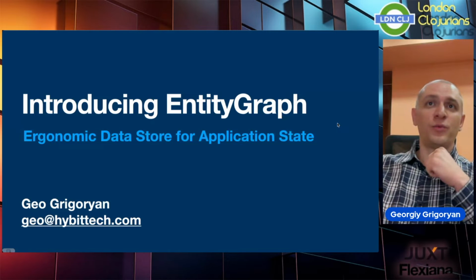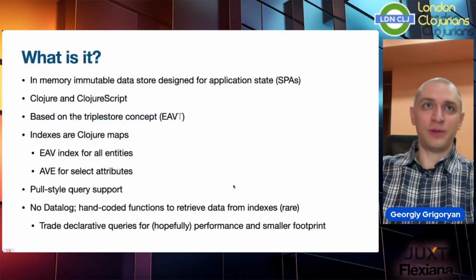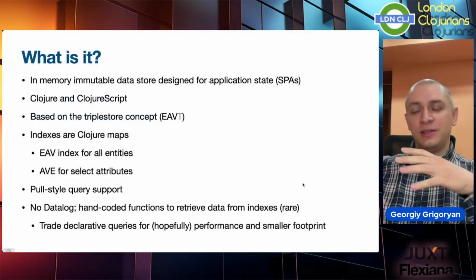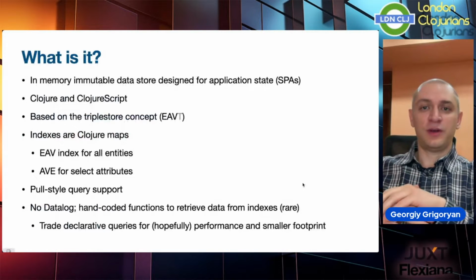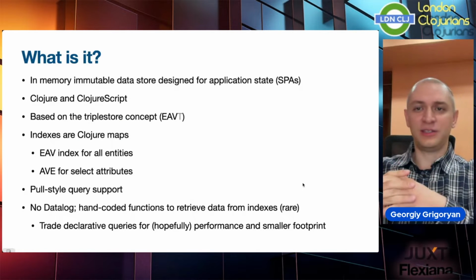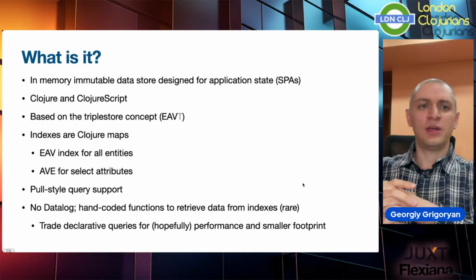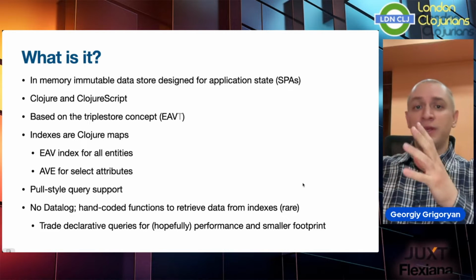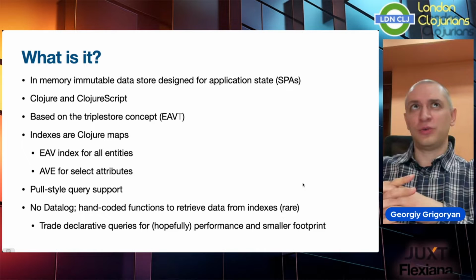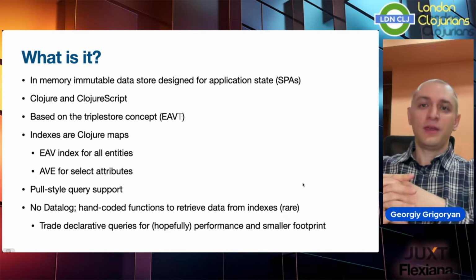What this is, is a Clojure and ClojureScript library. It is in the space of client state, application state. It was targeted at single page applications, but you can use it for other things as well, obviously. It's an immutable data store. I wouldn't go as far as to call it a database, but it's kind of database-like, right? It's all in memory, and it's for your application state.